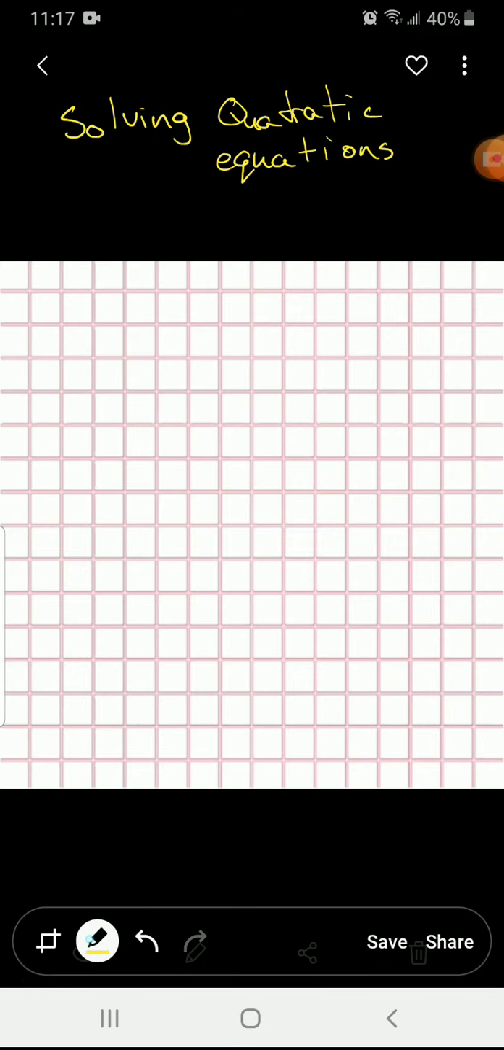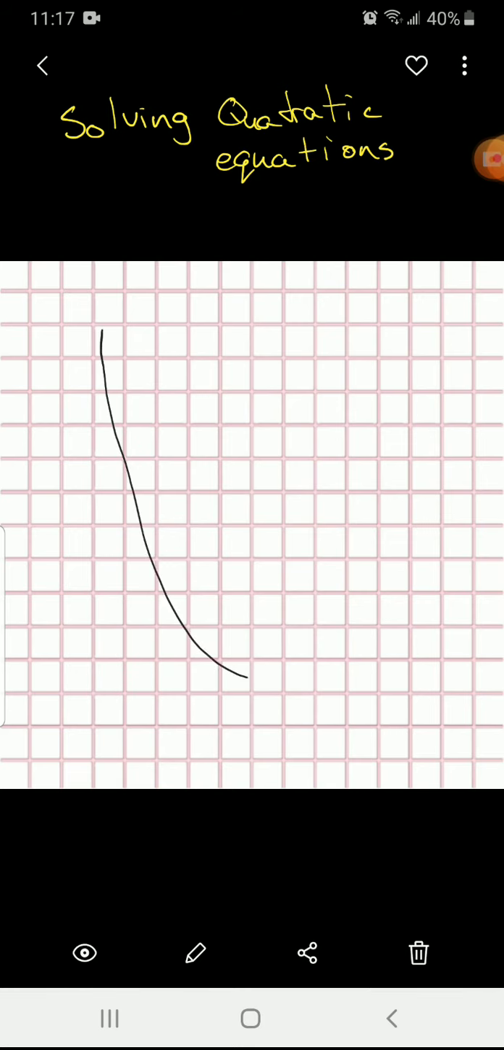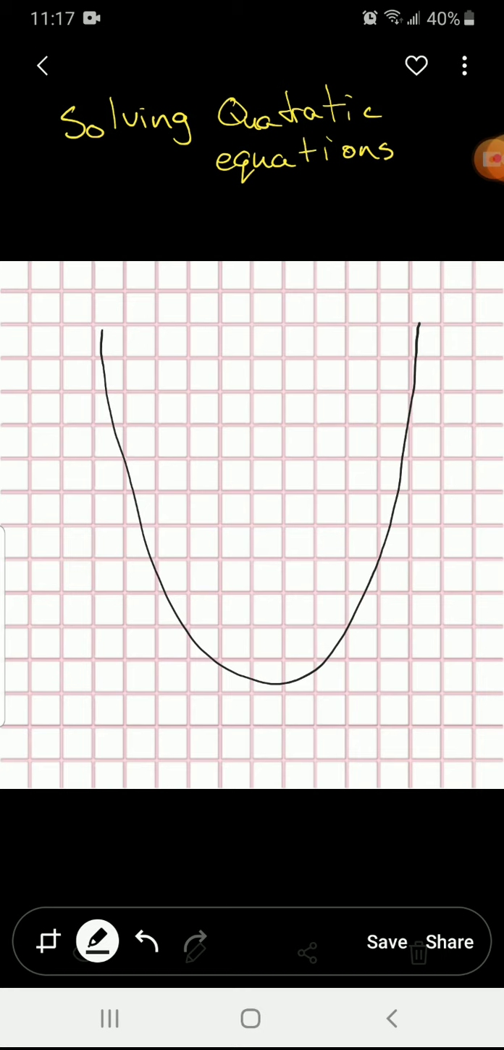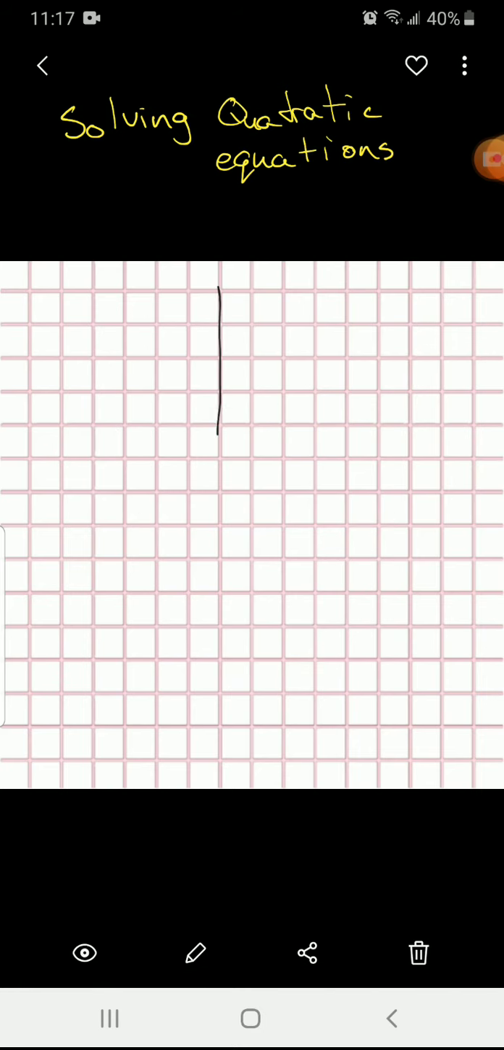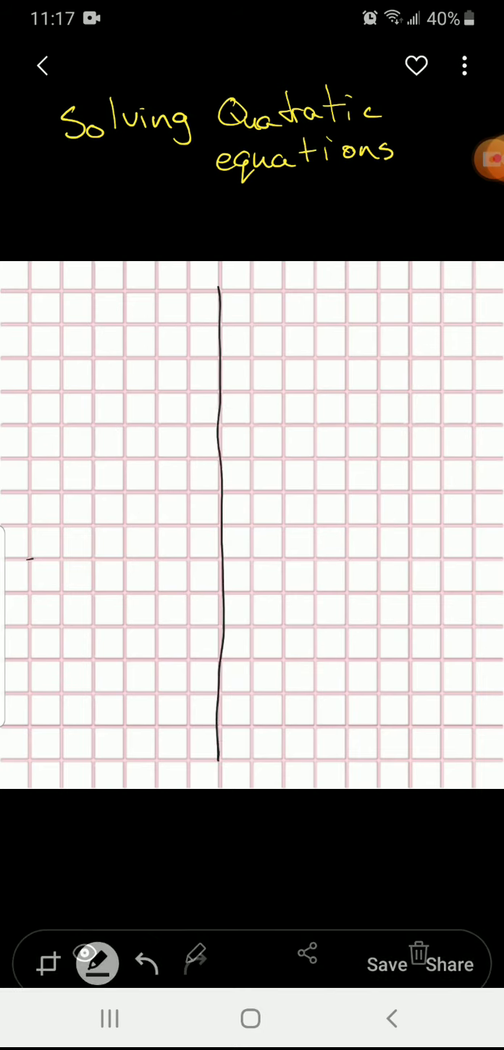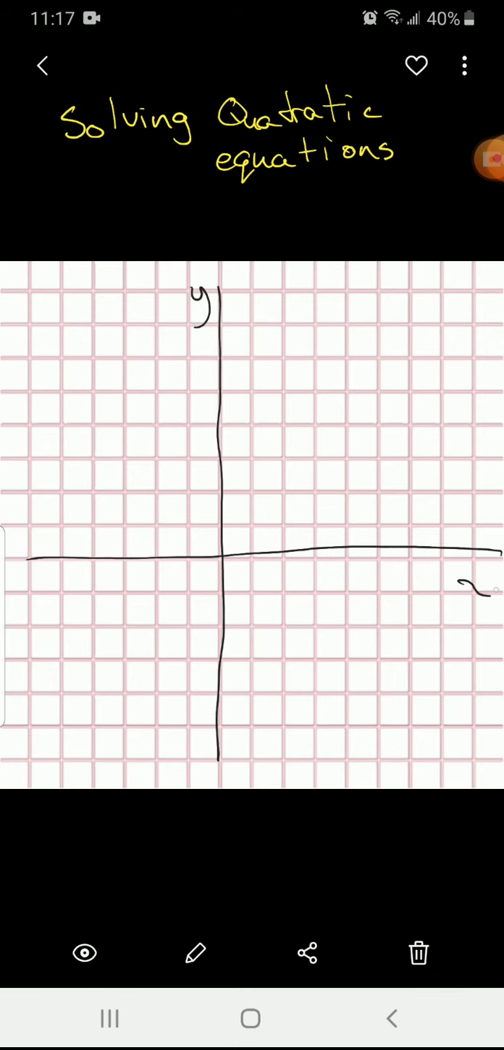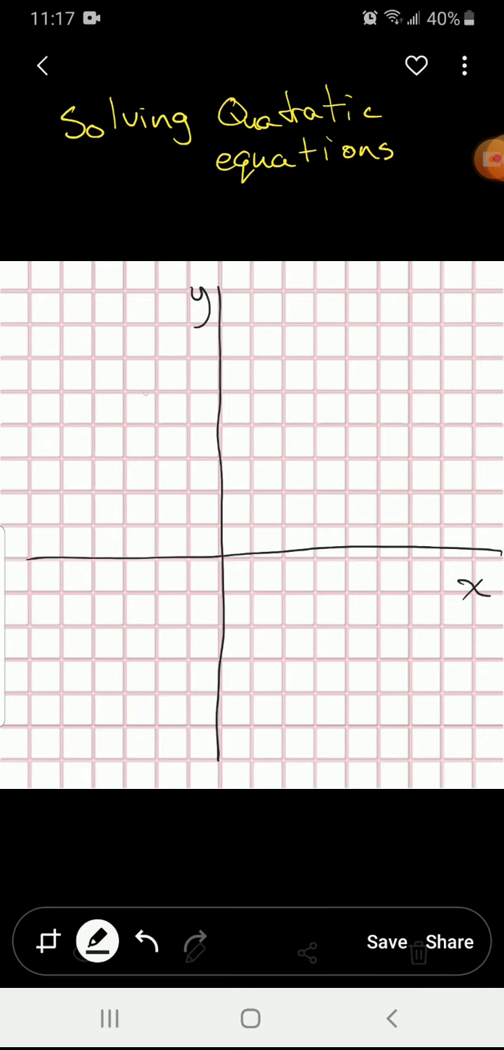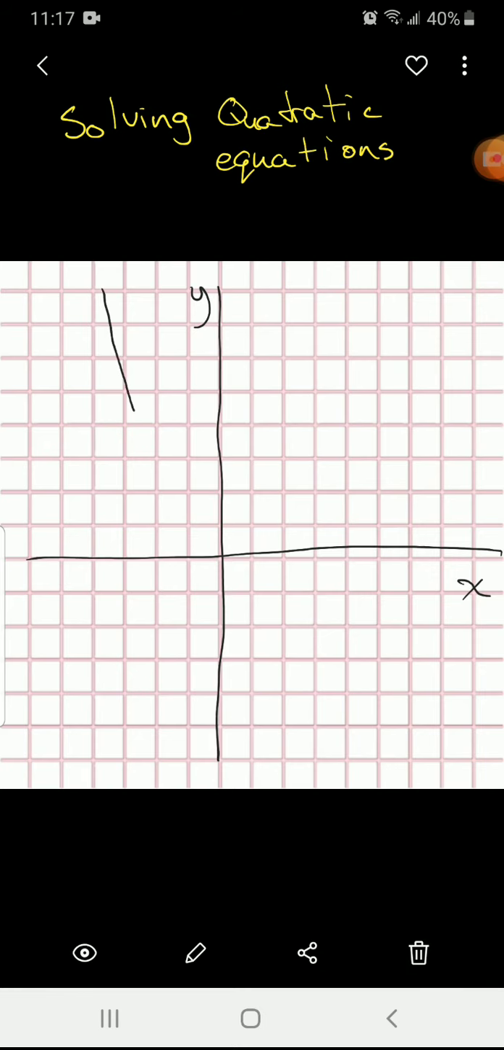So, you're familiar with quadratics. Quadratics make graphs that look like that, right? So, if I had a y-axis, x-axis, here's my y, here's my x, we're making a graph. Your quadratic is going to look something like that, right?